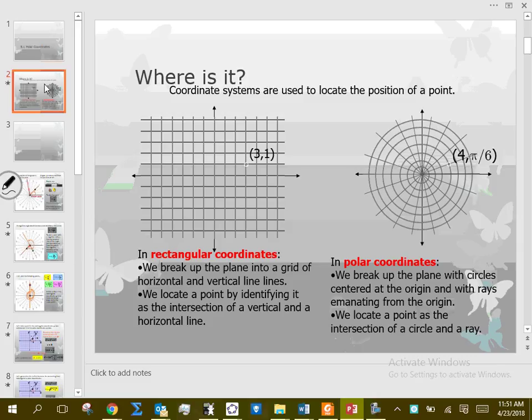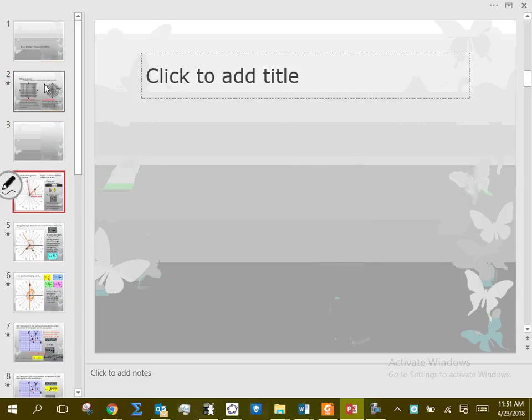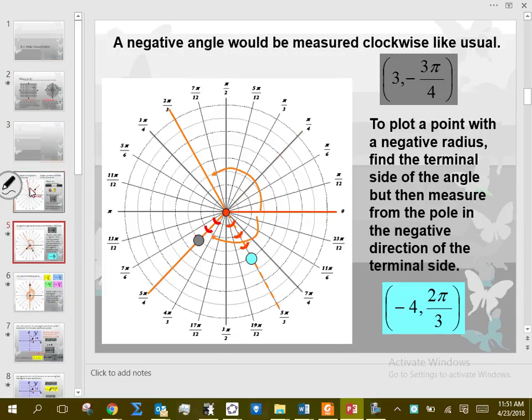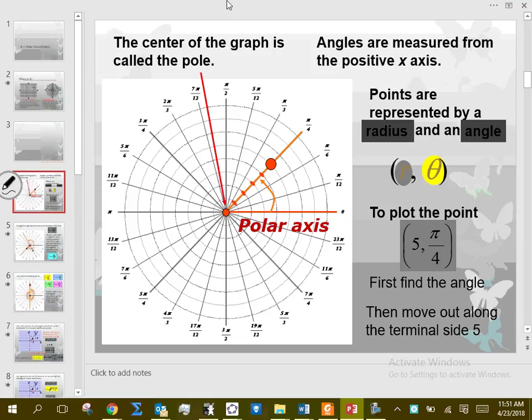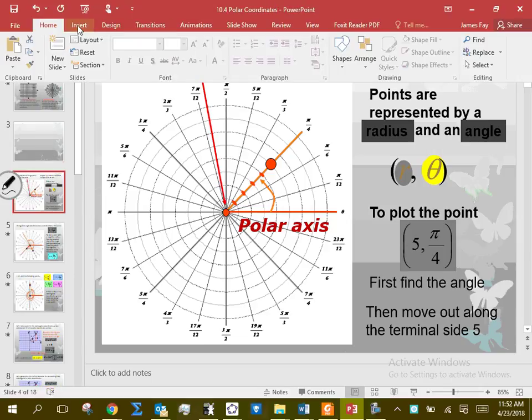Okay, so let's do a couple of examples here, and I have to animate this to view it the way I want to see it. So let's see here.